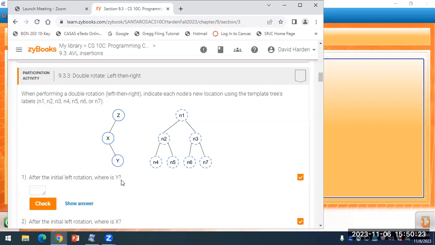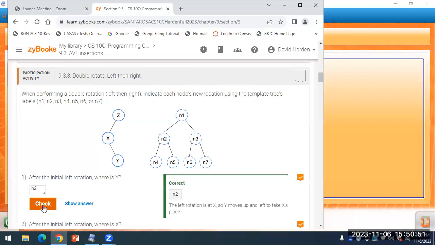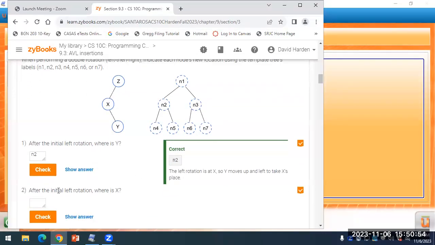After the initial left rotation, where is Y? So one child of X. So we're doing a left rotation at X, which means we're going to pick up Y, and Y is going to become the new root, right? So Y is going to be at N2. And then X is going to be down here, right? In N4.